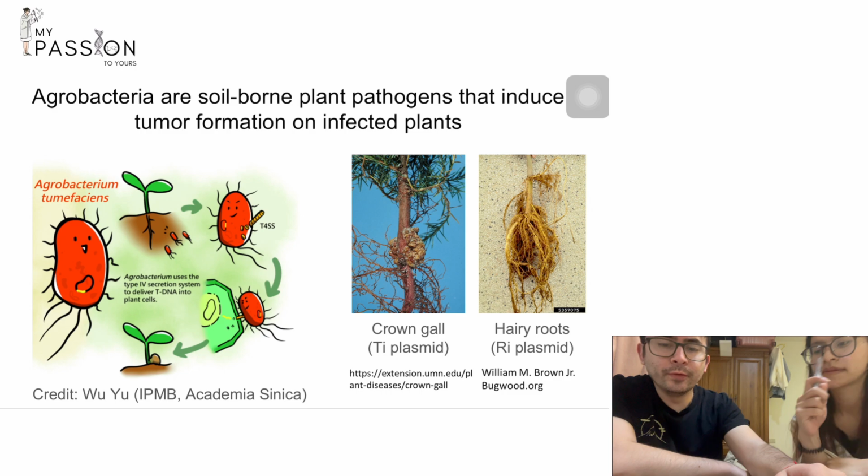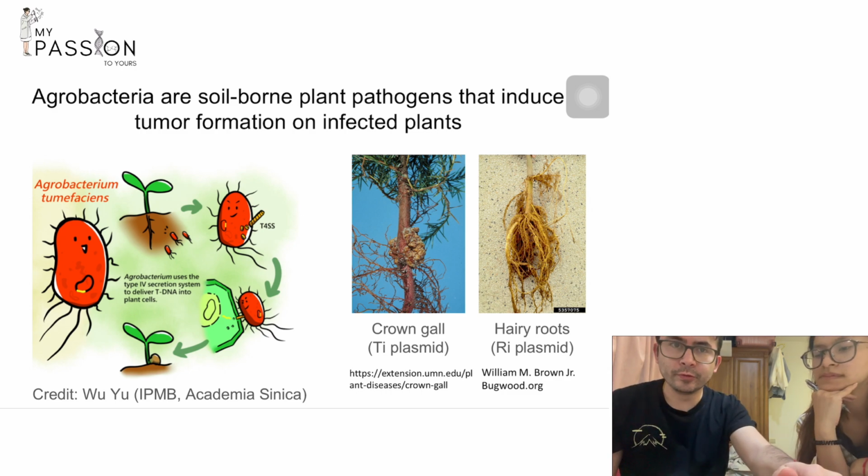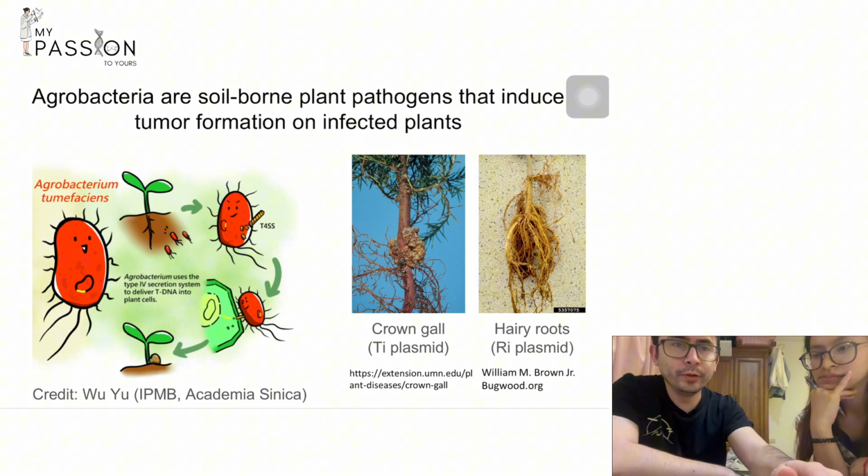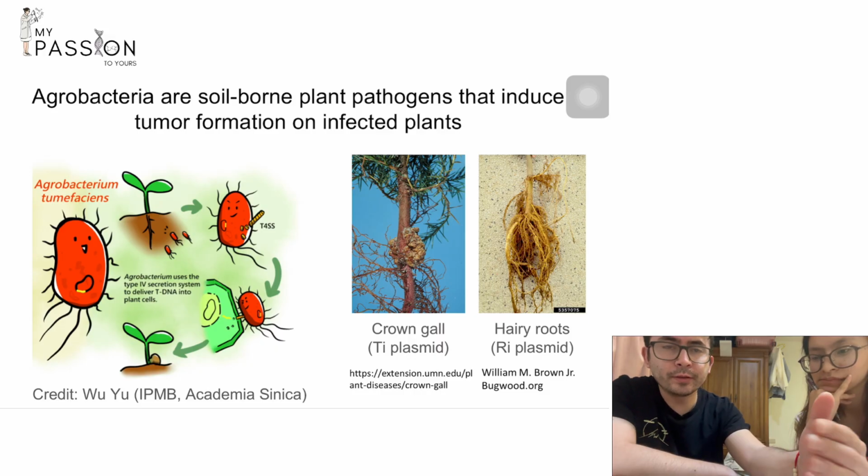So as I mentioned before, agrobacteria is a series of plant pathogens, and we call them soil-borne because these bacteria are naturally living in the soil. So when they are not, of course, they are not infecting the plants all the time. So these bacteria are very special because when they infect the plant, they produce a very obvious phenotype.